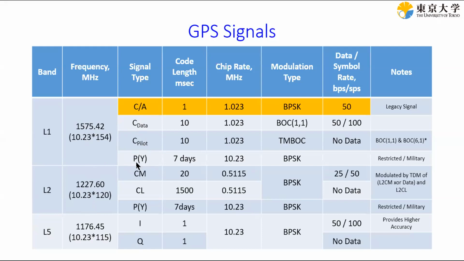This is a military signal which we cannot use. Okay, so we don't care about P(Y) because we can't use it. This is basically for military purposes. So we don't have any access. It's restricted and it's encrypted. So we don't know how to demodulate this signal and how to use it for our purpose. It's not allowed.